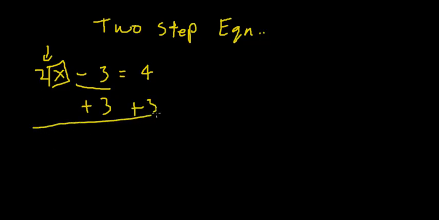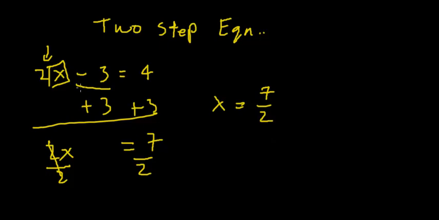That's going to give me 2x plus 0, which is just 2x. 3 minus 3 is 0. And then 4 plus 3 is 7. Now, we multiplied by 2, so we want to divide both sides by 2. And then the 2's will cancel out. We're left with x equals 7 halves. And like I said, two-step equations, because here's step 1, here's step 2, and then there's our solution.